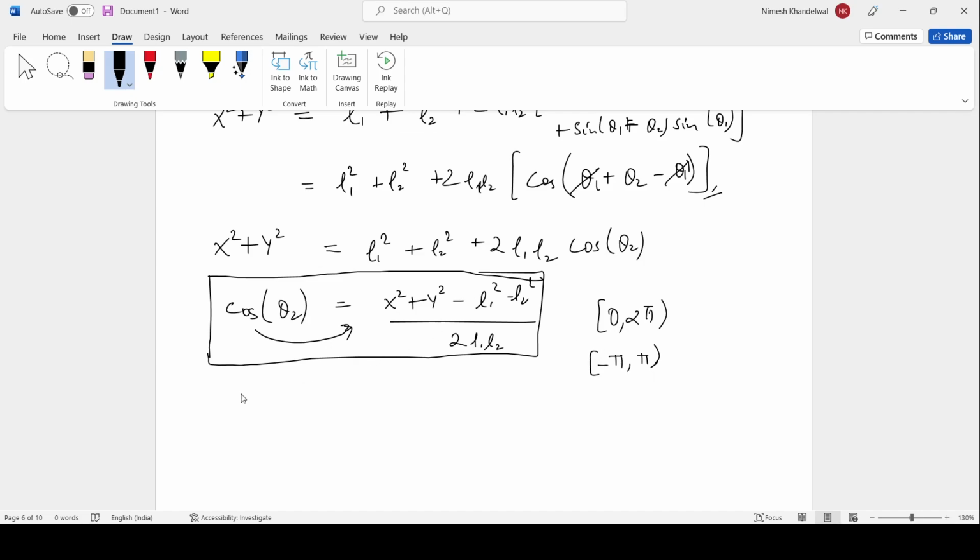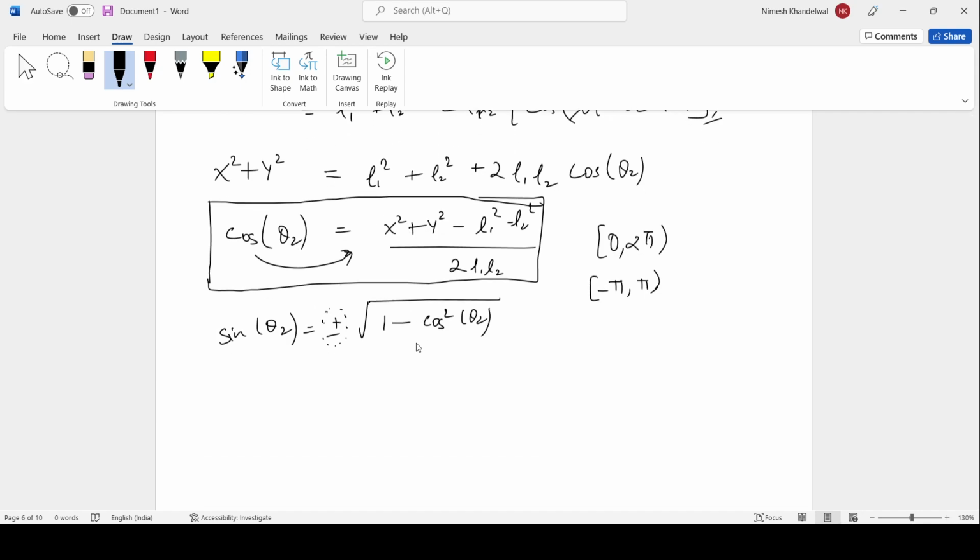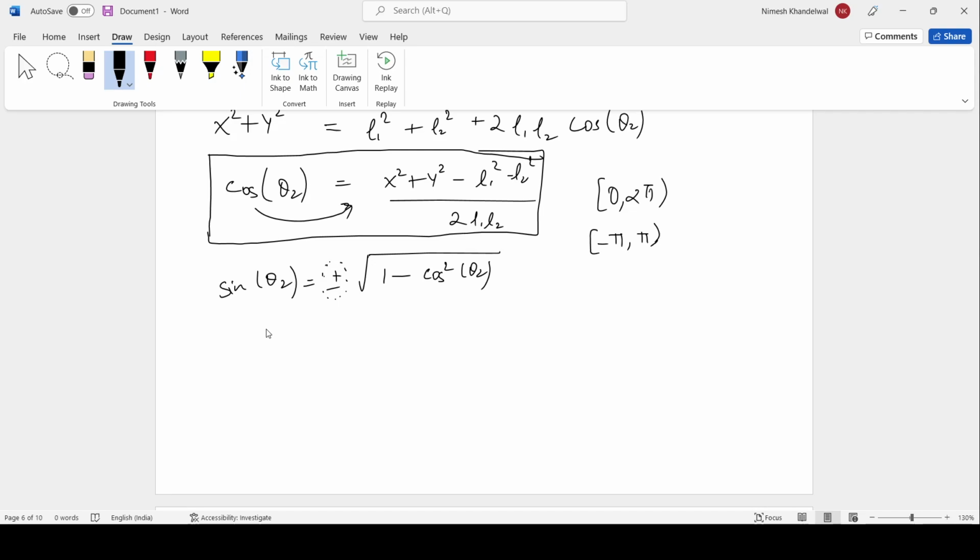So for that, what we do is we calculate sine theta 2 by using this relation, the standard trigonometric relation that we know. The plus minus here denotes the two different configurations, the two different possible values of theta 2 for the same x and y. What does that mean? We will discuss in just a moment.